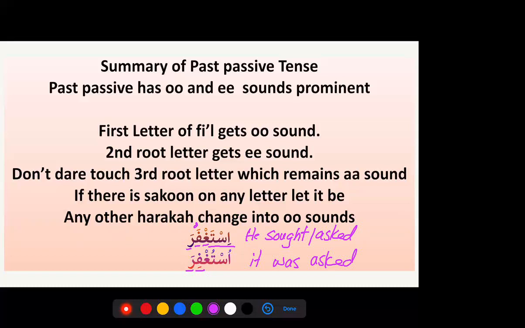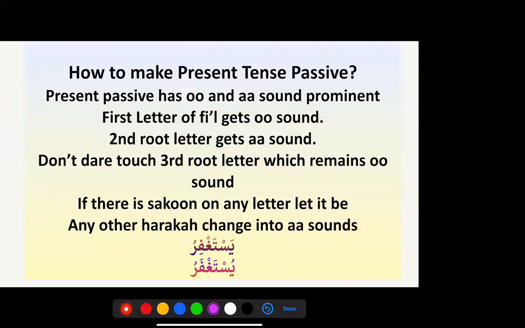Now, how to make present tense passive? In present passive, we need to remember that the prominent sounds would be U and A. So we will have U sound and a lot of A sound. First letter of the fail gets U sound. Second root letter gets A sound. In past, we were giving second root letter E sound. Now over here, we are giving A sound.